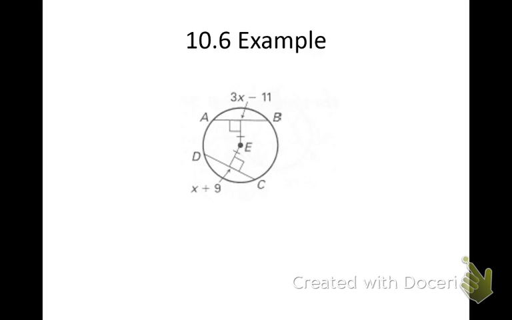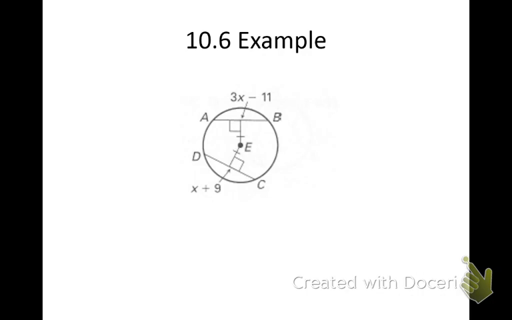We have the circle as marked. We have to determine x. How would I do it? Jacob, go ahead. You would set them equal: 3x minus 11 equals x plus 9. Right, and how did you know to do that? They both have right angles. And they're both right angles, and what else? Congruent. Right, they're both congruent.